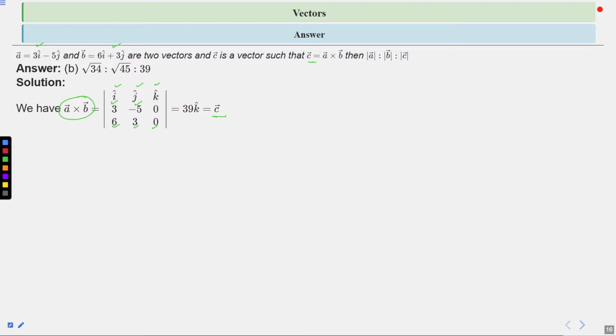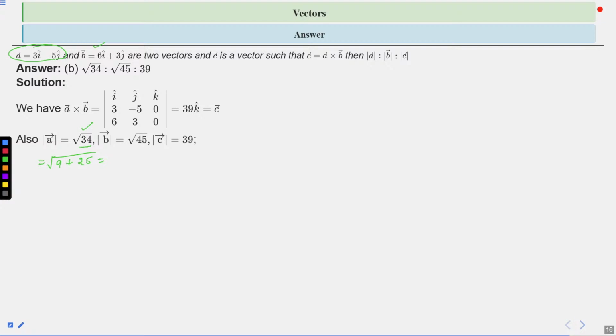Here we consider C vector equal to A cross B. So A cross B is this one, 39 k cap. Mode of A vector is under root 34. How can we calculate the mode of A vector? Under root 3 square plus 5 square, that is 9 plus 25. So 25 plus 9 is what? Under root 34.